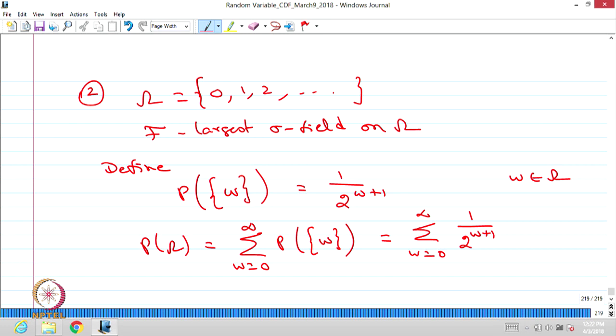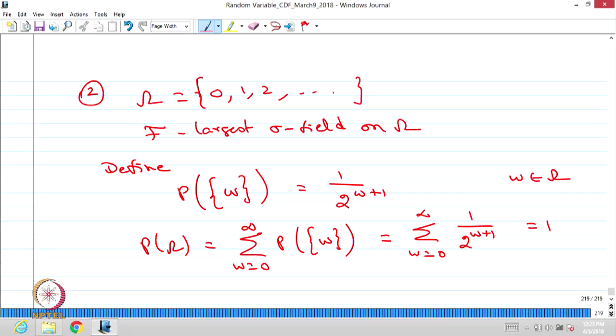So the first element is 1 by 2, second element is 1 by 4, third element is 1 by 8, and so on. If you add all the elements, it's going to be 1. If you take any mutually disjoint events, nothing but disjoint samples, and find the P of union, that is the same as the summation of P of singleton elements. That's the same concept I used in finding the P of omega also. I have used that P of omega is nothing but the summation of P of individual elements. I am using the third property.